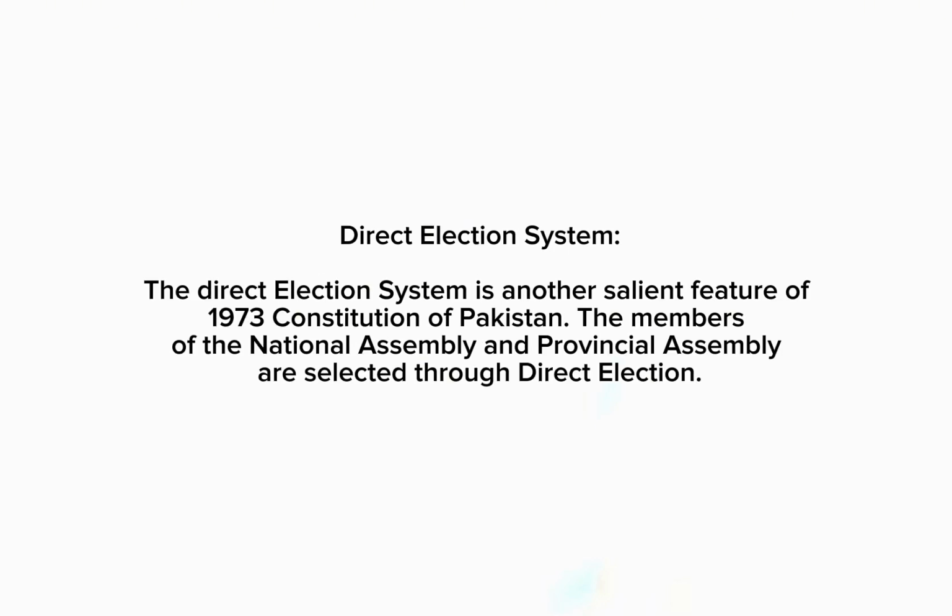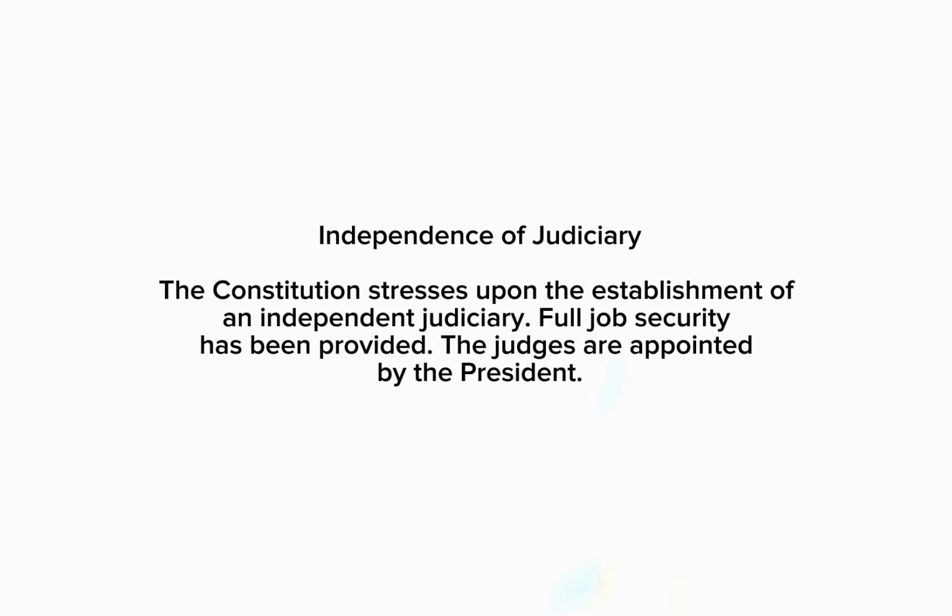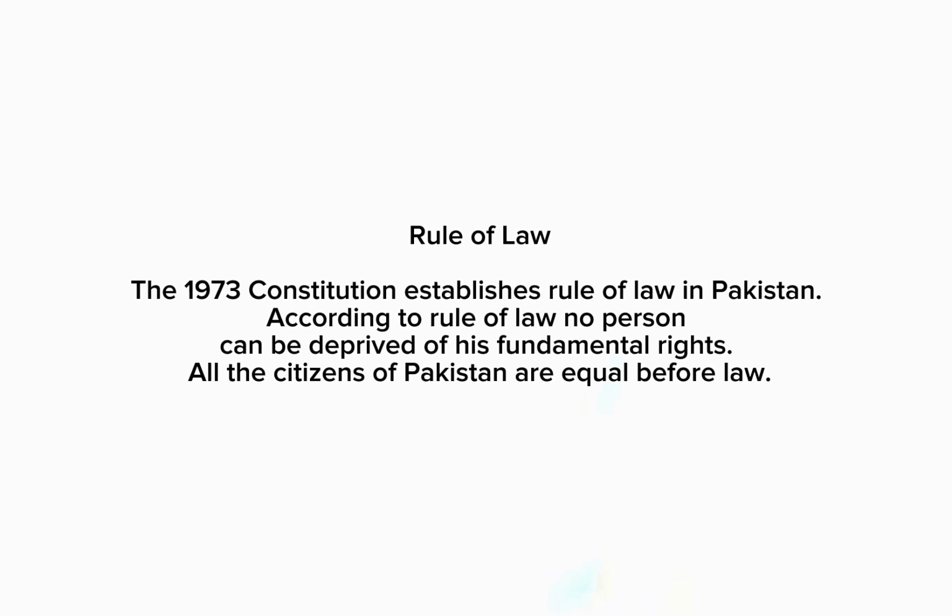Direct election system. The direct election system is another salient feature of the 1973 Constitution of Pakistan. The members of the National Assembly and Provincial Assembly are selected through direct election. Independence of judiciary. The Constitution stresses the establishment of an independent judiciary. Full job security has been provided. The judges are appointed by the President. Rule of law. The 1973 Constitution establishes rule of law in Pakistan. According to rule of law, no person can be deprived of his fundamental rights. All the citizens of Pakistan are equal before law.